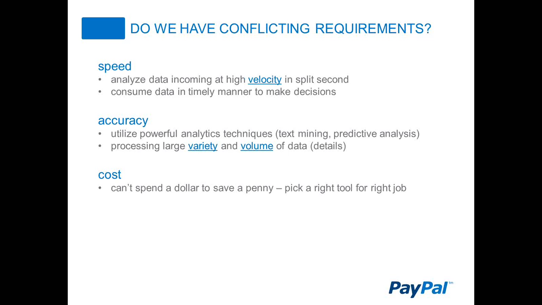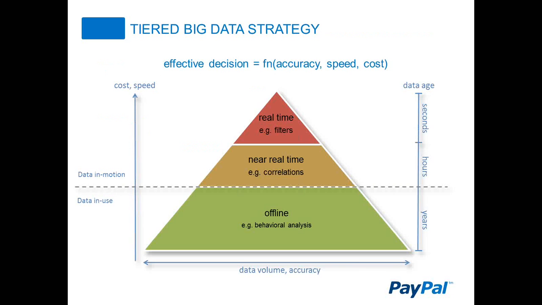So really what it means is, if you want to make efficient decisions, it is a function of 3 different aspects. It's a function of accuracy, speed, and cost. So now let's lay out these 3 different aspects onto our data strategy. How do we come up with a big data strategy to meet all these requirements?